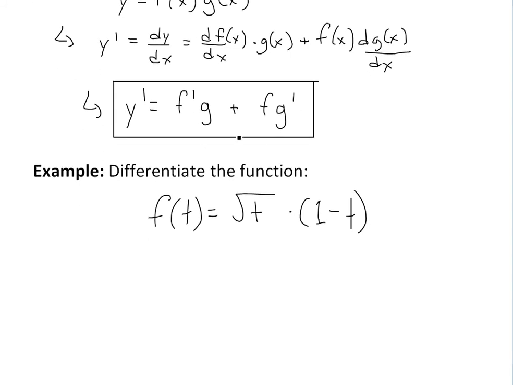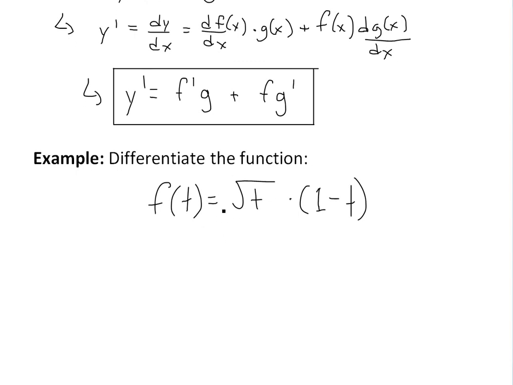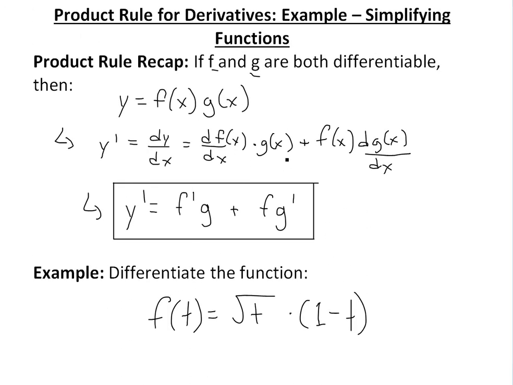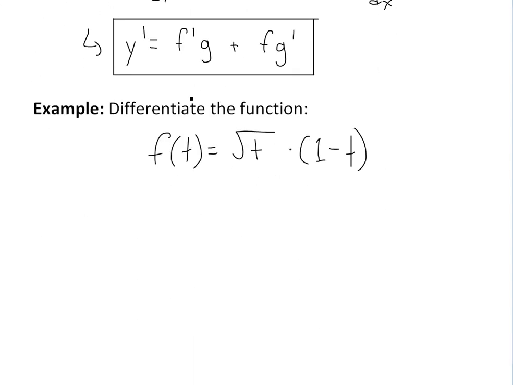The example I want to go over today is this function right here. Differentiate the function f of t equals square root of t times (1 minus t). Also, make sure to watch the related videos and the video links in the description below, where I have a proof of the product rule and other examples using the product rule.